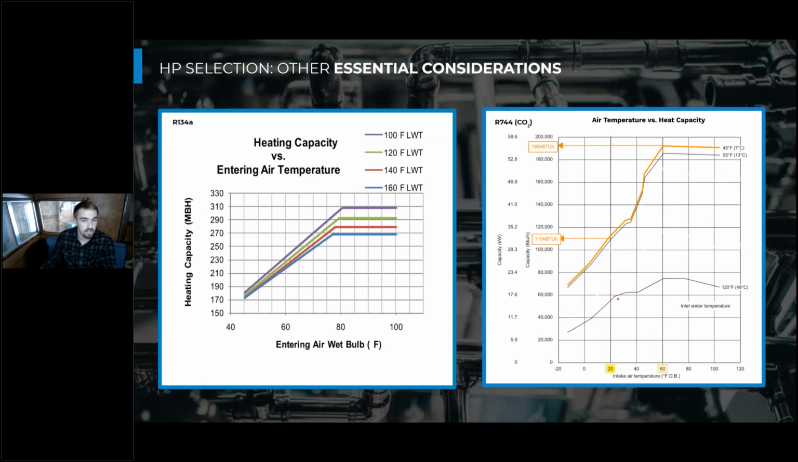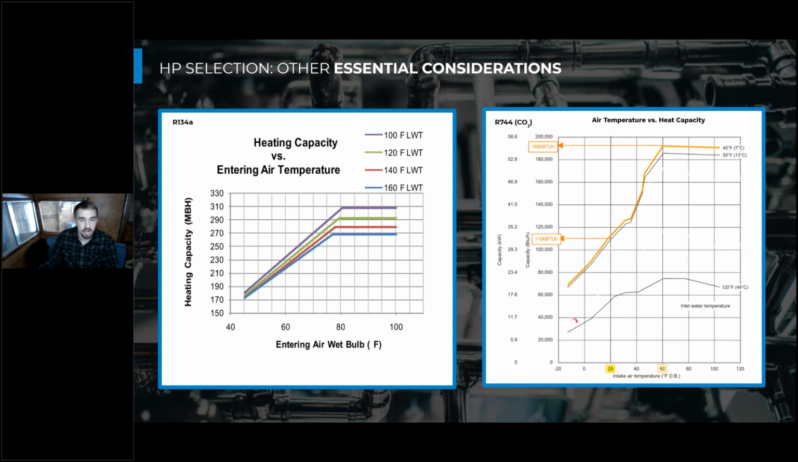And so that's a really good segue into this next slide, actually, because this is illustrating how the air temperature actually affects the heat pump capacity. And intuitively, it makes a lot of sense that the colder the air gets, the more difficult it is for those heat pumps to actually pull heat out of that air and put it into water. They have to do more work to do so.